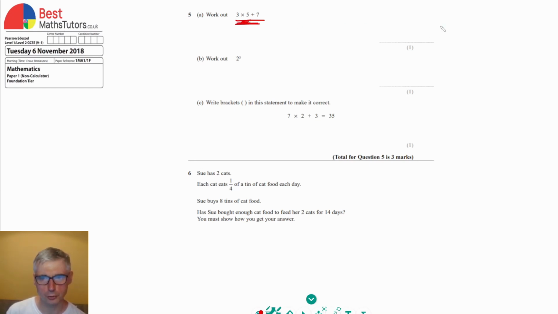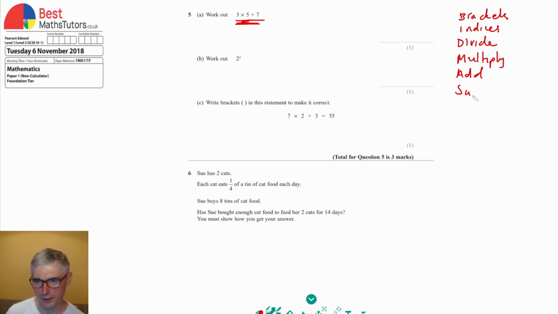Question 5 is actually a BIDMAS question, so we have to do the order of operations in the correct order. If I write those letters down, each one of those letters stands for something. The first one stands for brackets, the second one stands for indices, then we've got divide, multiply, add and subtract. And so we start at the top and we work our way down.